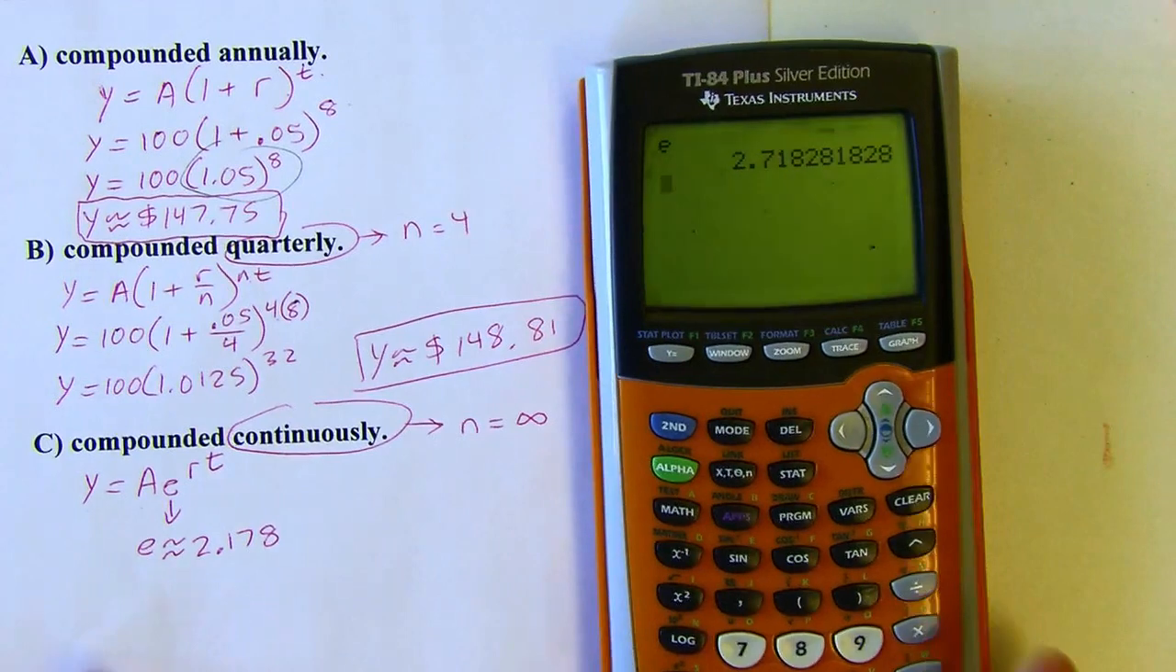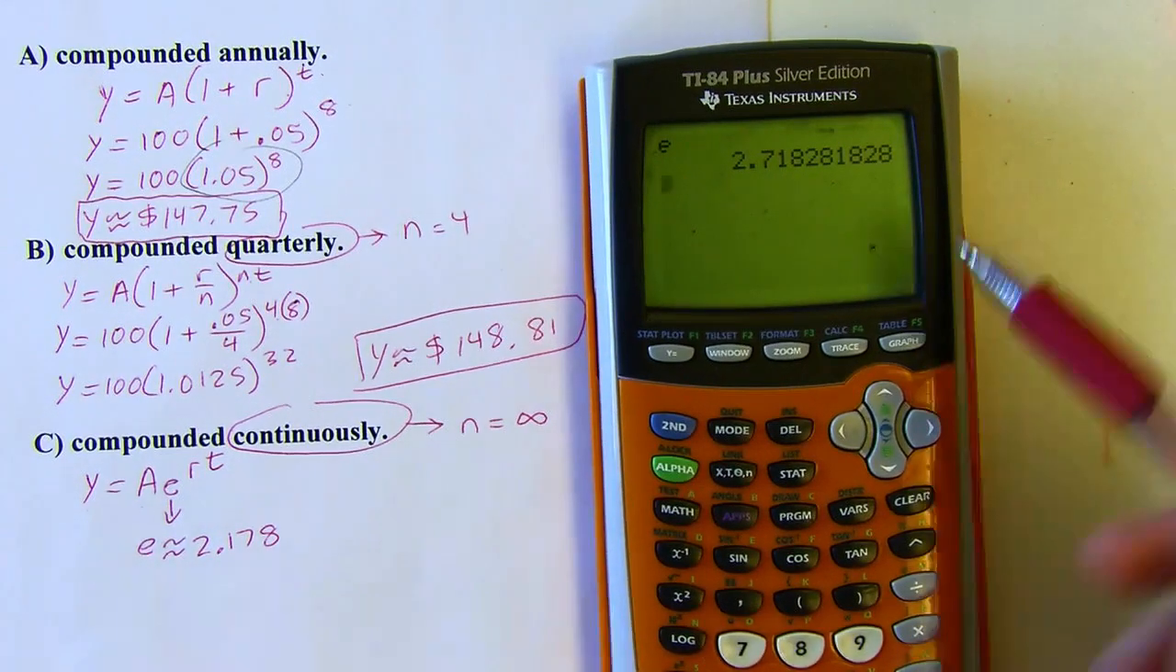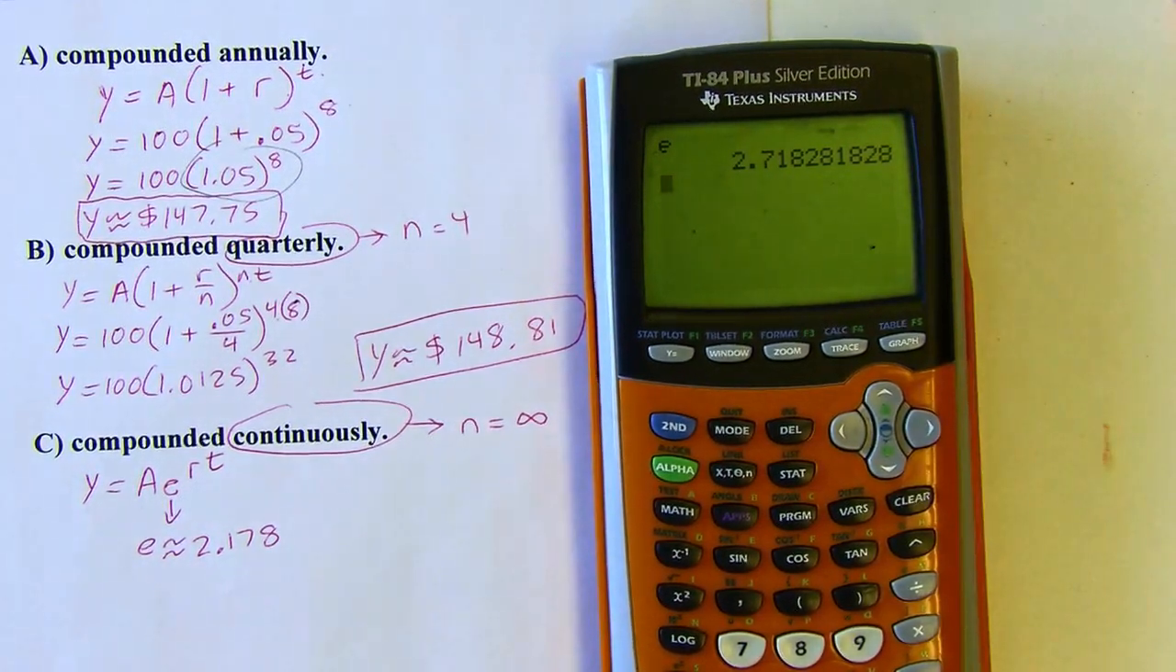So actually, it is rational. I said it's irrational before. It does repeat after the. You can see there's a pattern that's repeating. But anyways, it's about 2.718.